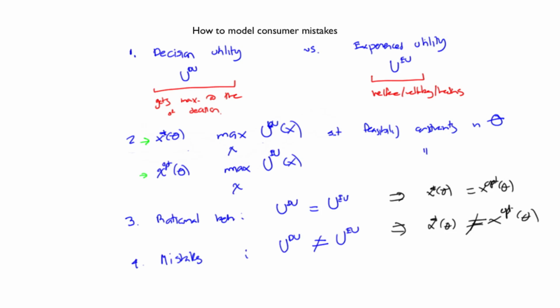Before I move on, I want to highlight one aspect that is very important and that sometimes causes confusion, especially for beginning students of economics. Now, we are writing all of these models by assuming that the behavior, the choice X star of theta that gets generated, is consistent with the maximization of this decision utility function subject to some feasibility constraints. We have been doing this since Unit 1.